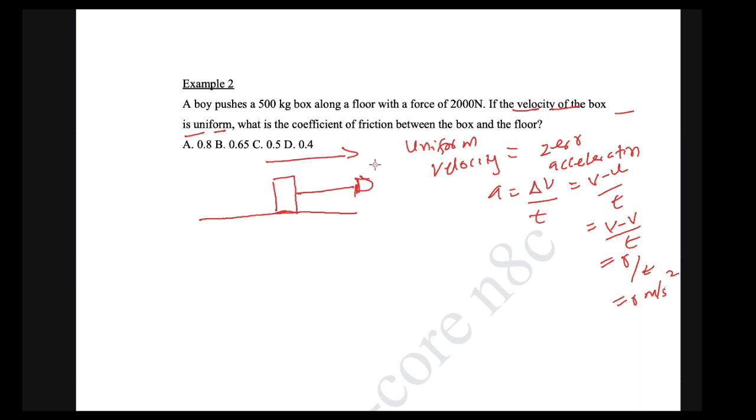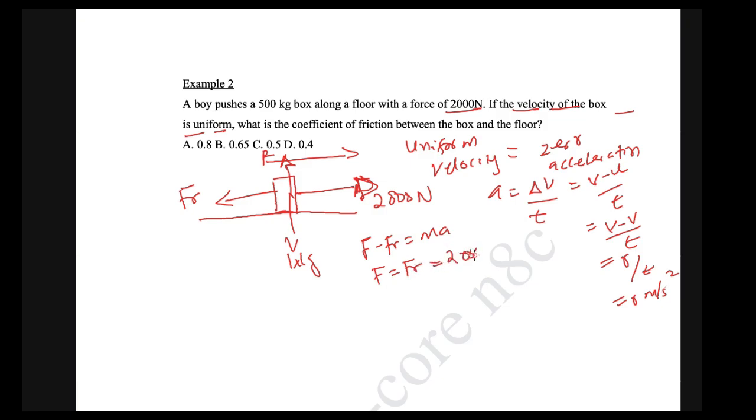All right. So now the question is, what is the coefficient of friction between the box and the floor? We are looking for the coefficient of friction, but the force is 2000 Newton. So this force is 2000 Newton. Frictional force is going to be in the opposite direction. Weight is acting vertically downward, then this is our normal reaction. So now we said that for the horizontal force, F minus Fr is equal to ma, but then acceleration is equal to 0, so it means F must equal Fr, and that is equal to 2000 newtons.